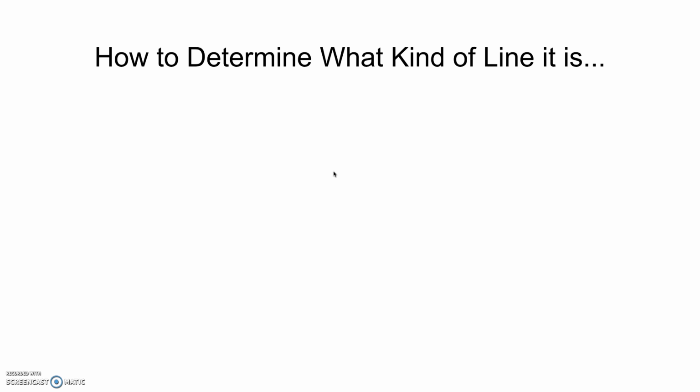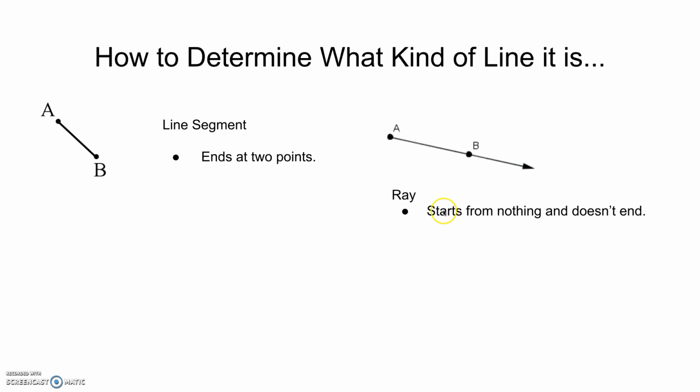In terms of angles, we need to understand what kind of line we are dealing with. First, we have a line segment that ends in 2 points, as you can see from the line AB. Next, we have a ray, where it starts from nothing and doesn't end. As you can see, there is a dot near point A and going in an endless direction.